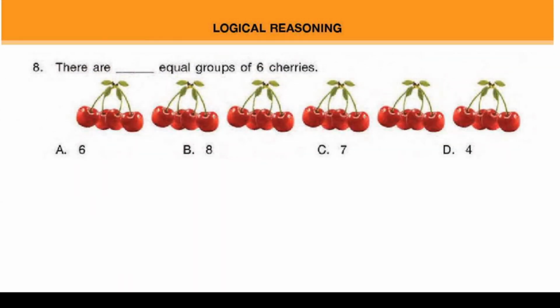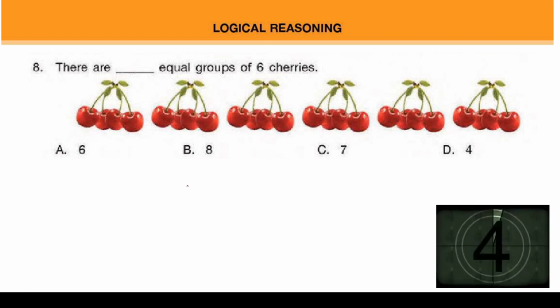Next question. There are dash equal groups of 6 cherries. Look at the cherries grouped here and find what this dash would be from these options.